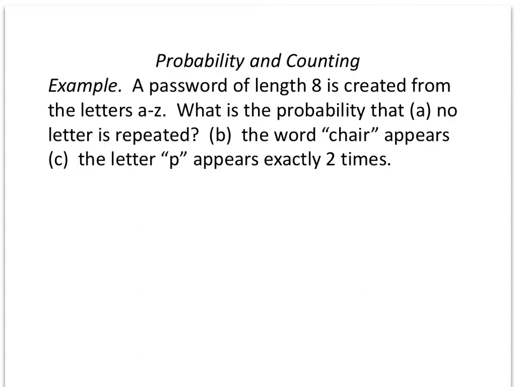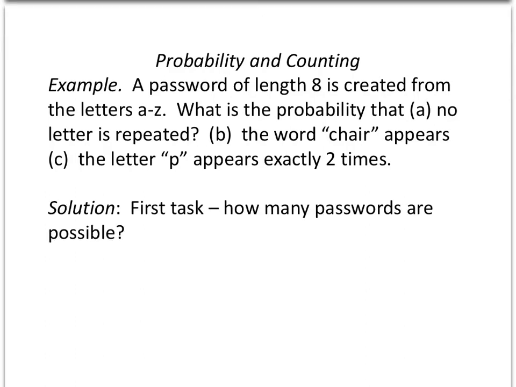We want to know what the probability is that, first of all, no letter is repeated. Second of all, that we want the probability that the word chair appears. And we also want to worry about what the probability is that the letter P appears exactly 2 times. Let's look at the first example. Before we do that, though, we need something very important. We need to know how many passwords are possible overall.